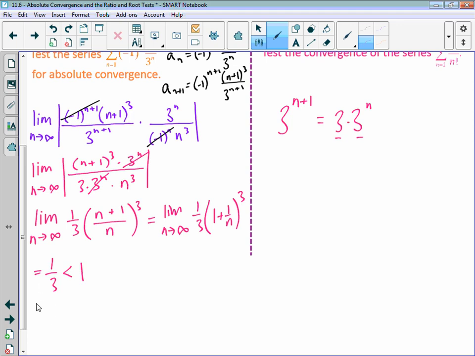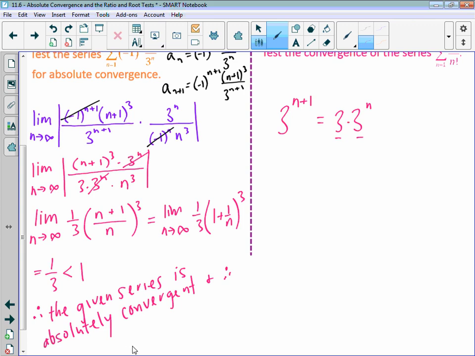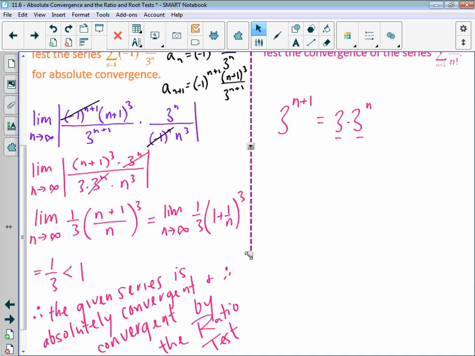Okay? So let's go ahead and write this out correctly. So therefore, the given series is absolutely convergent. So we have those absolute values around it. And therefore convergent. By what test? The ratio test. So any questions on that?